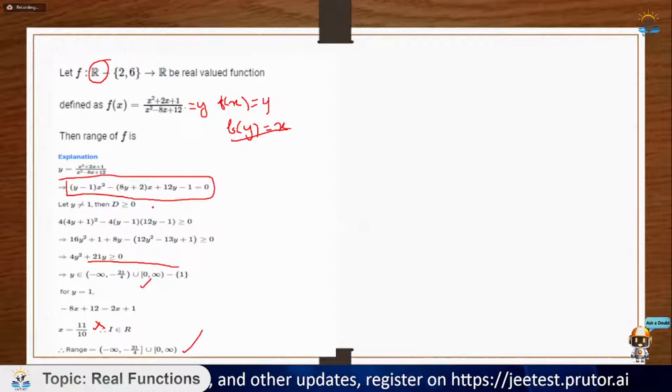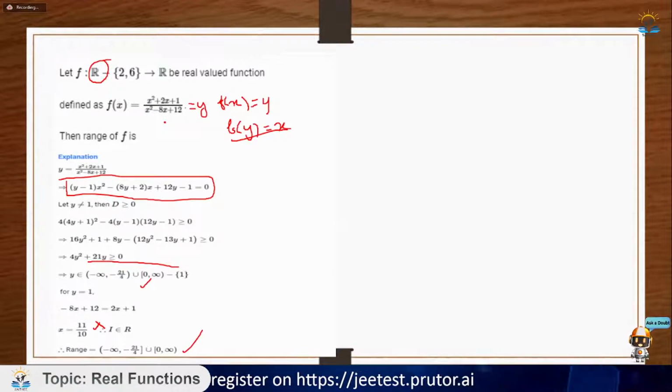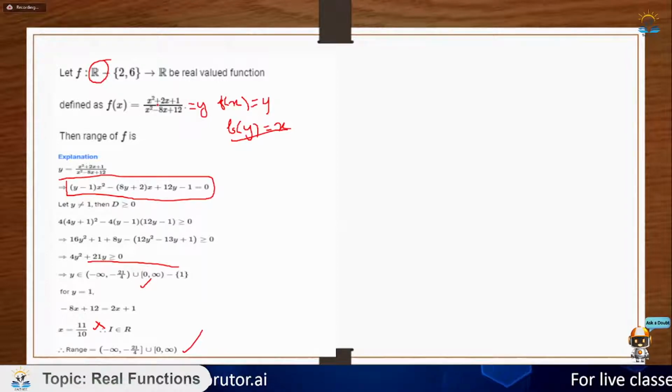But remember this thing, for doing these type of questions you have to convert it in the form of x equal to f of y and then check for that condition. From there you will get your range. So please remember these type of questions. These are very important, and these are asked in your paper many a times.